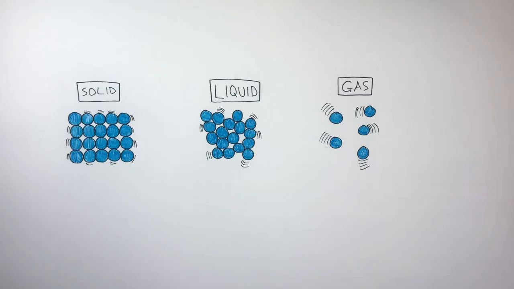The three states of matter are solid, liquid, and gas. Any substance can be a solid, liquid, or gas, and changing between the states is called a physical change. It is not a chemical reaction. It is called a physical change.